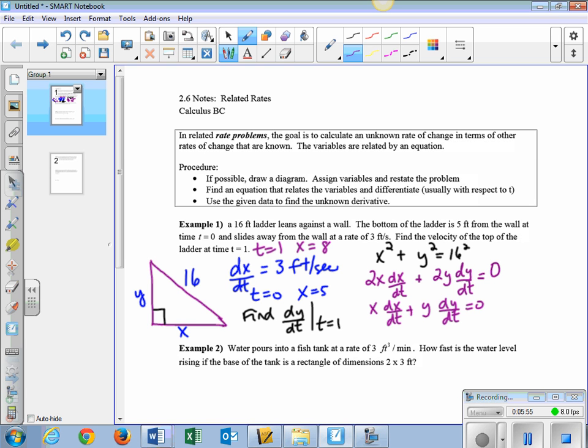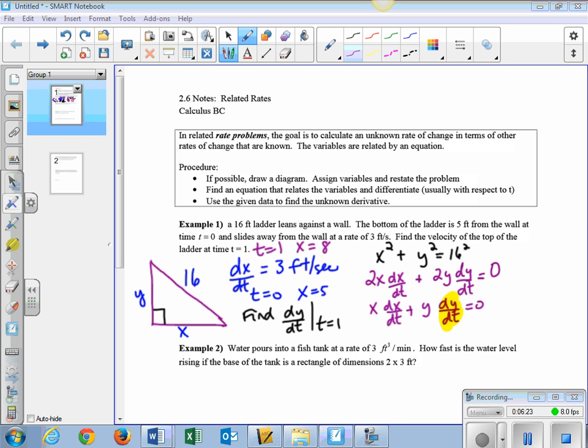I now need to find y because I am trying to solve for dy/dt, the velocity of the top of the ladder. So this is what I'm trying to solve for right here. So I need to get values for the rest of those variables. So y, how can we get y? Well, I know x is 8, and I have an original equation. I just don't know if I have enough space for that, but we'll try.